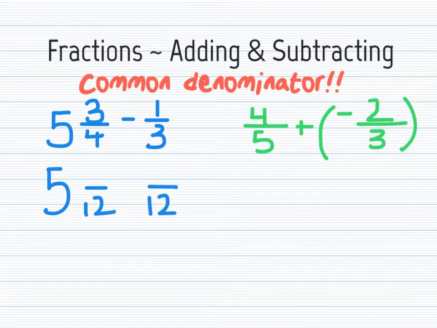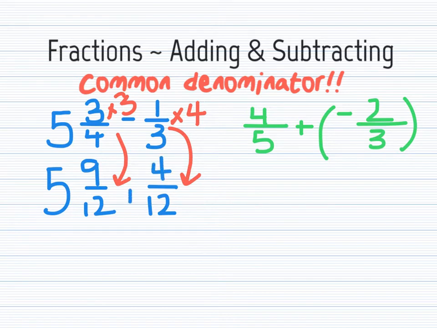Then I want to look for the relationship here. To go from 4 to 12, I multiply by 3. So I'm going to multiply that numerator and get 9. So that's 5 and 9/12. Then I'm going to look at this one, and to go from 3 to 12, I multiply by 4. So that numerator becomes 4. Then I can add together.